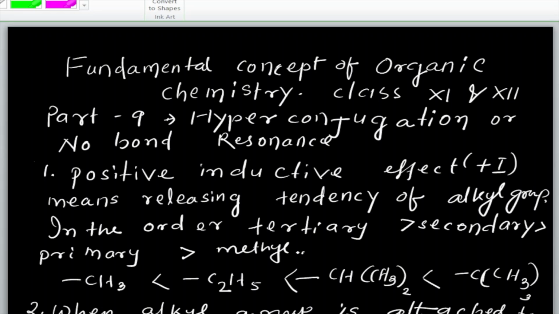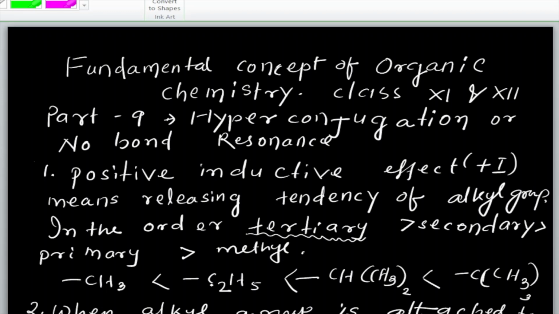Now when you come to our topic, hyperconjugation, here we can say releasing tendency of the alkyl group. In order, tertiary is more than secondary, then primary, then methyl. Tertiary means the alkyl groups are more. Secondary has fewer alkyl groups, primary only a simple alkyl group, and the last one is the methyl group. What is the meaning of the last one being the methyl group?